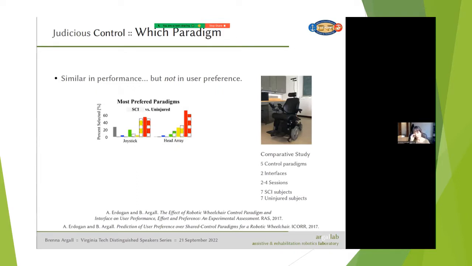What we also saw was that this was a multi-session study. And so we had, in one session, they would operate a joystick, in the other, they would operate a head array. Some of the spinal cord injured participants needed to have those sessions split in half because of their sitting tolerance, which is why you see this range of 2 to 4 sessions. All of the uninjured participants, it was 2 sessions. But we saw 50% of the time people switch in preference. So their most preferred paradigm switched when they switched the interface that they were using.